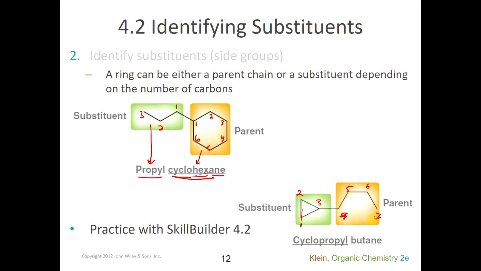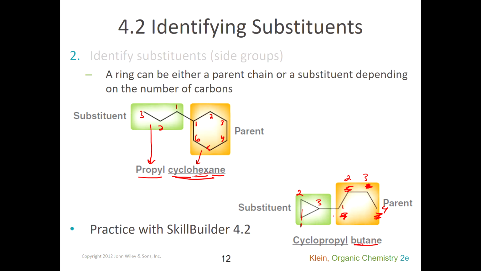I've got 4 carbons outside the ring. That could be my parent, it could be my substituent. I have to look at how many carbons there are. If the group outside the ring has more carbons, it's the parent. If the ring had more carbons, it would be the parent, like it was up here with the cyclohexane. So since I've got 4 carbons outside the ring, 1, 2, 3, 4, the prefix for 4 is but. And so this parent chain is butane.